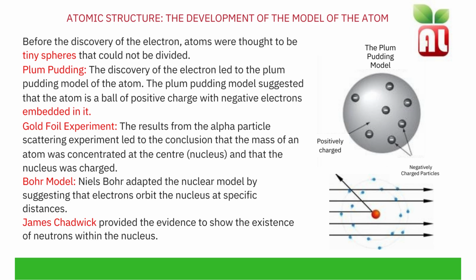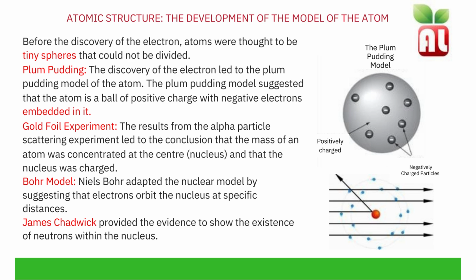The development of the model of the atom. Before the discovery of the electron, atoms were thought to be tiny spheres that could not be divided. The plum pudding model. The discovery of the electron led to the plum pudding model of the atom. The plum pudding model suggested that the atom is a ball of positive charge with negative electrons embedded in it.